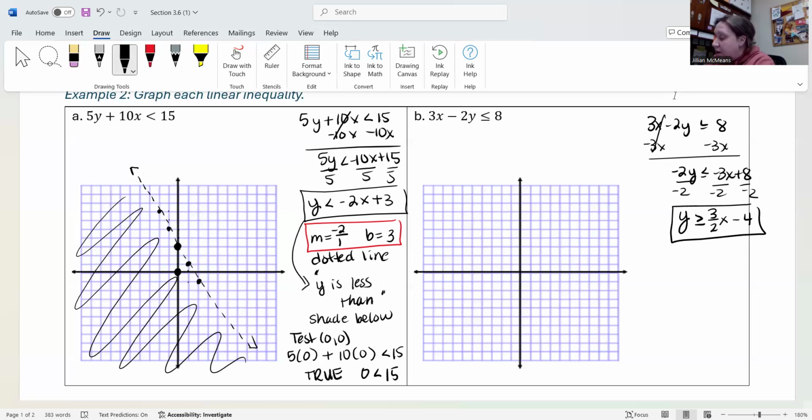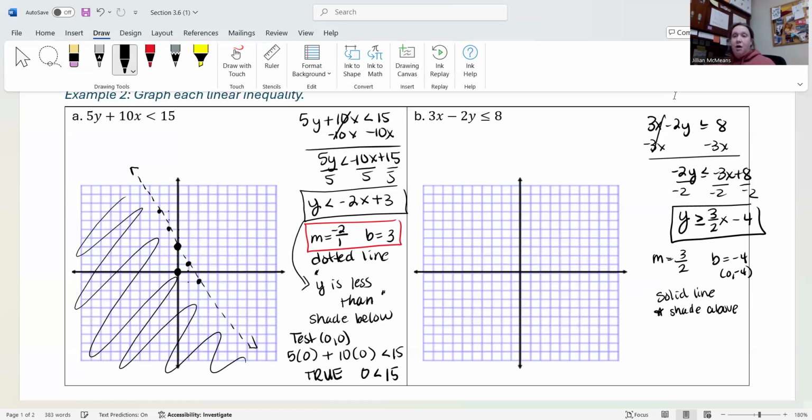Now the slope here is 3 halves. The y-intercept is negative 4, or remember, it could be 0, negative 4, the ordered pair. Okay, now because we do not have a strict inequality, we have one of those or equals to inequalities. That tells me that I can include the points on my boundary line. So I'm going to connect with a solid line. And because I have y is greater than, I suspect I'm going to shade above the line or on top of the line.